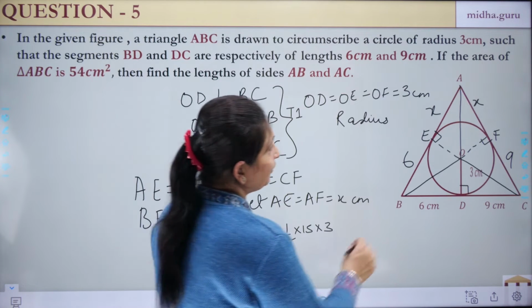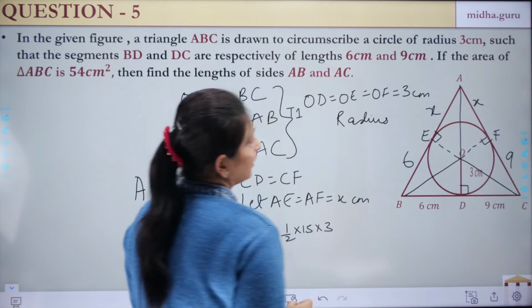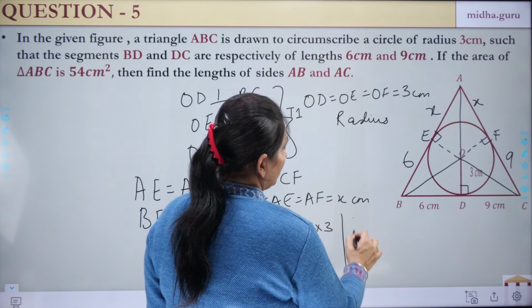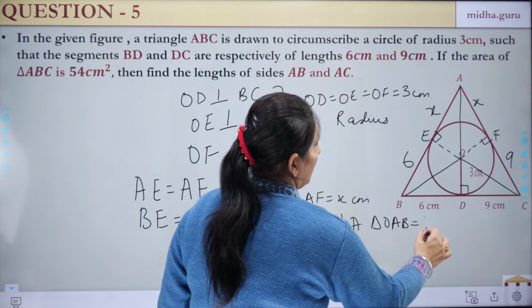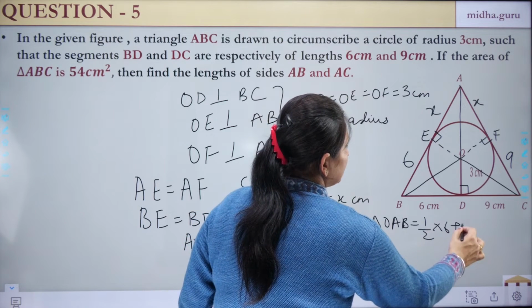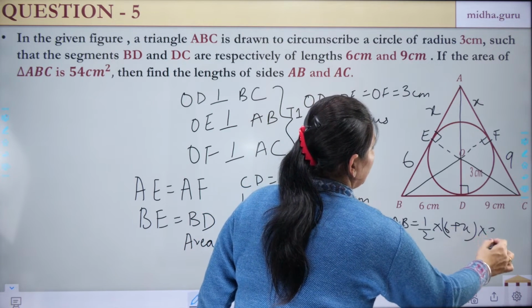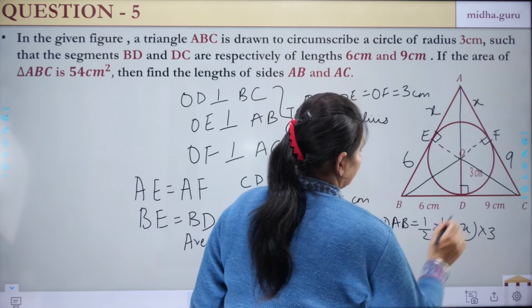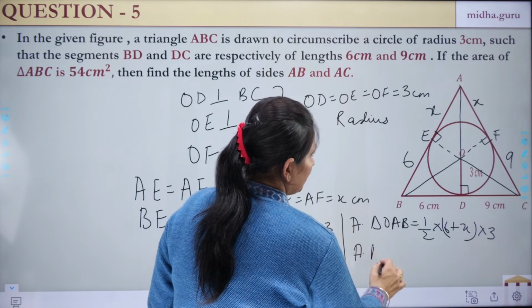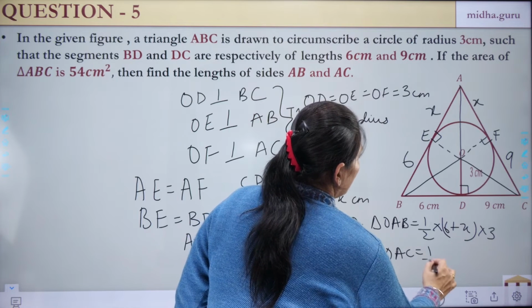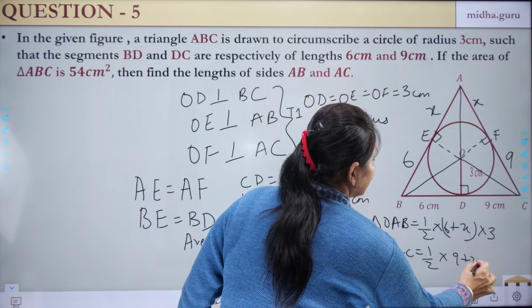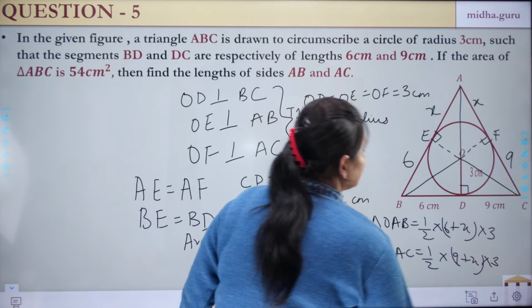Okay. Next we can write area of triangle OAB. Similarly, area of triangle OAB is half into 6 plus X into 3. Also we can write area of triangle OAC is equal to half into base, which is 9 plus X, and into height, which is 3, which is a radius.